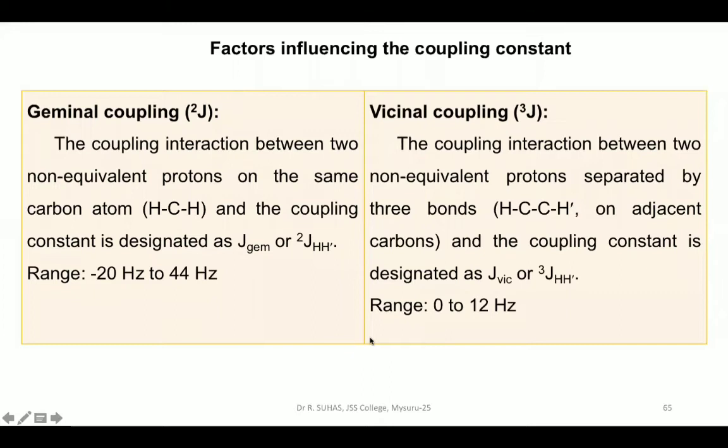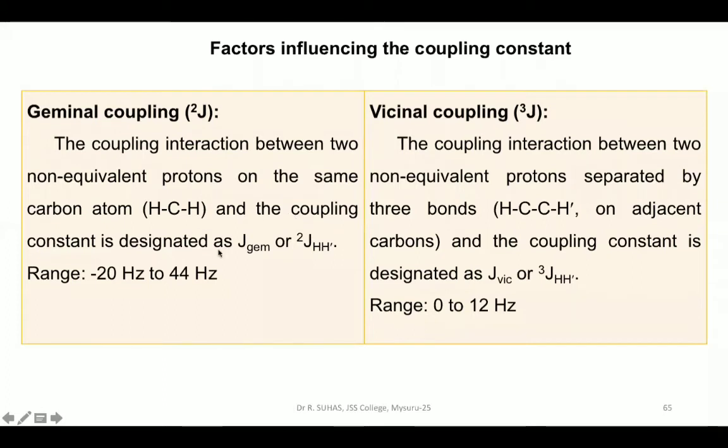There are two important factors which affect the coupling constant. As we have already seen, they are geminal coupling and vicinal coupling. Geminal coupling is referred to as J superscript 2, whereas vicinal coupling is referred to as J superscript 3. Why 2? Because here the coupling interaction is between two non-equivalent protons on the same carbon, and they are separated by two bonds. Hence the name geminal, and the superscript 2.